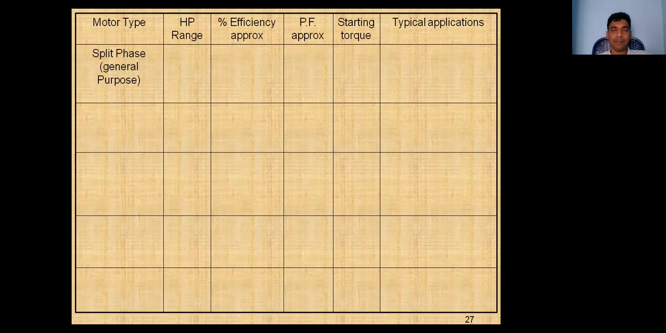So coming to the comparison of different split phase motors. This is the split phase motor, a general type of motor. It has around 1/20 to 3/4 kilowatts, very low rating. Its efficiency is approximately 0.65, and power factor is approximately 0.6, very low power factor, very low efficiency, low rating motor. Coming to the starting torque, medium starting torque.